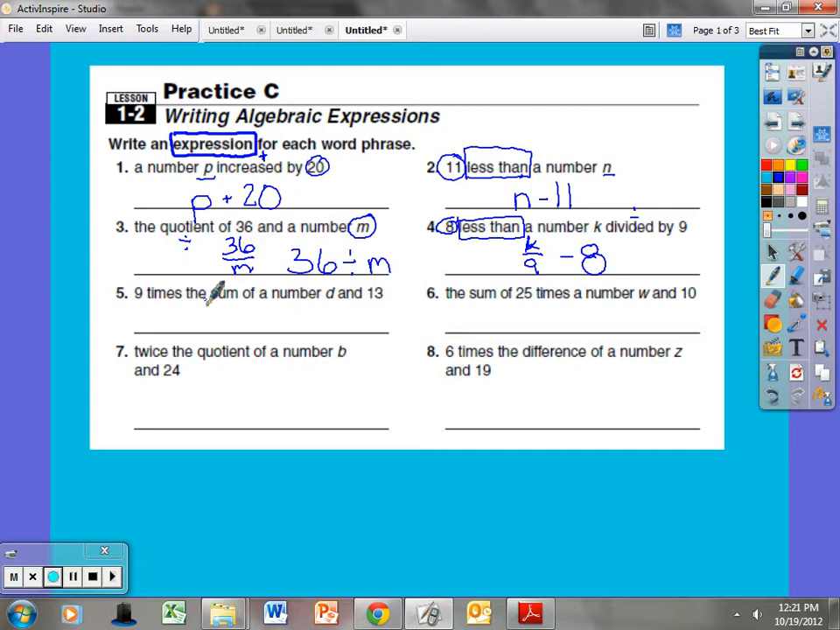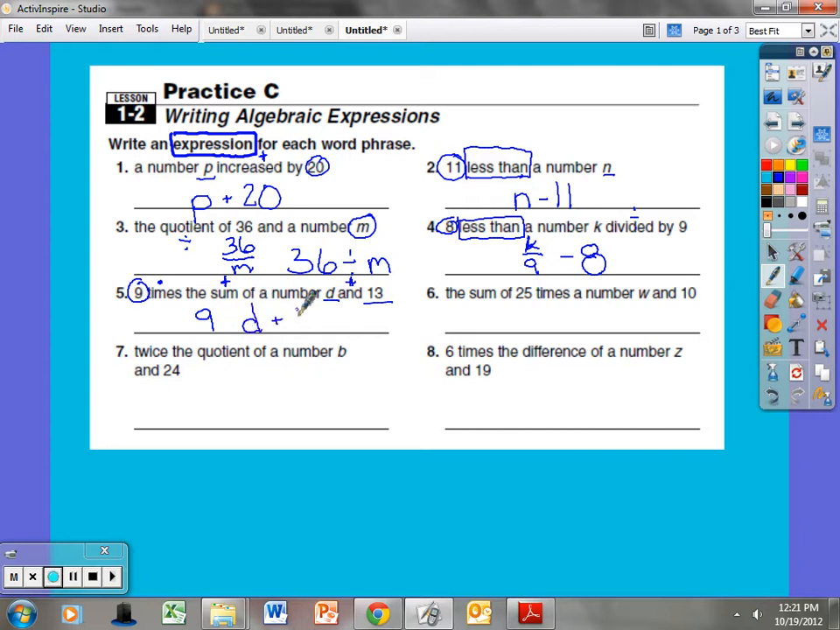I look at the next one. 9 times the sum of a number d and 13. 9 times, I am multiplying 9 by something, but it says first I have to get the sum of that. Sum is to add, and I get the sum of d and 13, so I have to add d and 13. So it doesn't say 9 times d, it says 9 times the sum of d and 13. So that means I have to get the sum first.